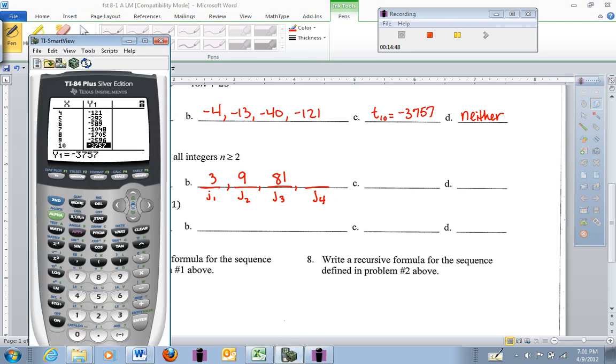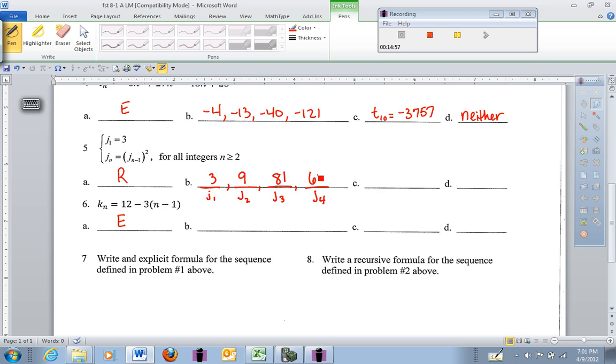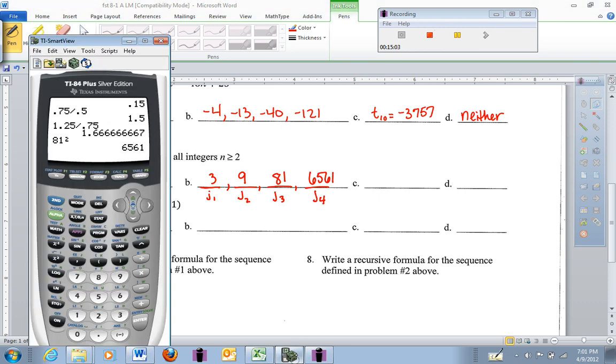Let me see if I can get my calculator to help me. 81 squared is 6,561. Okay, now let's see if we can generate this one in our calculator.